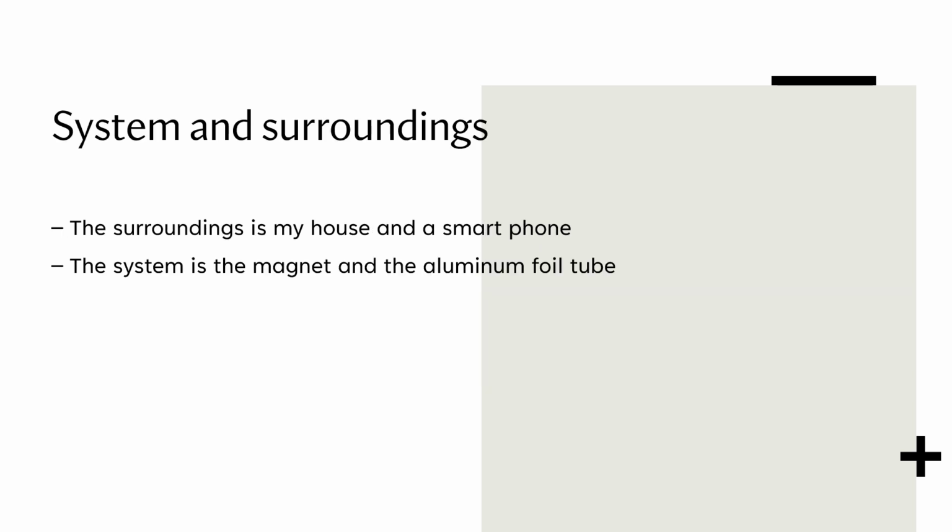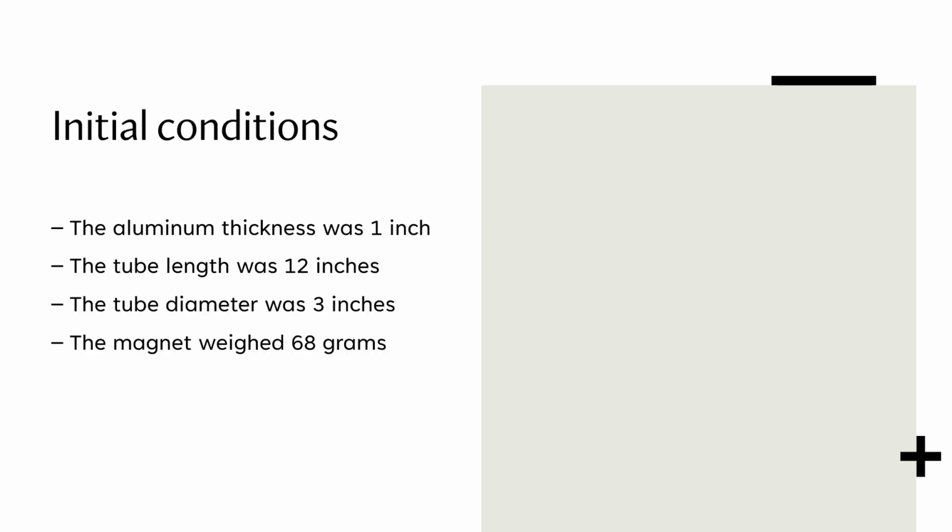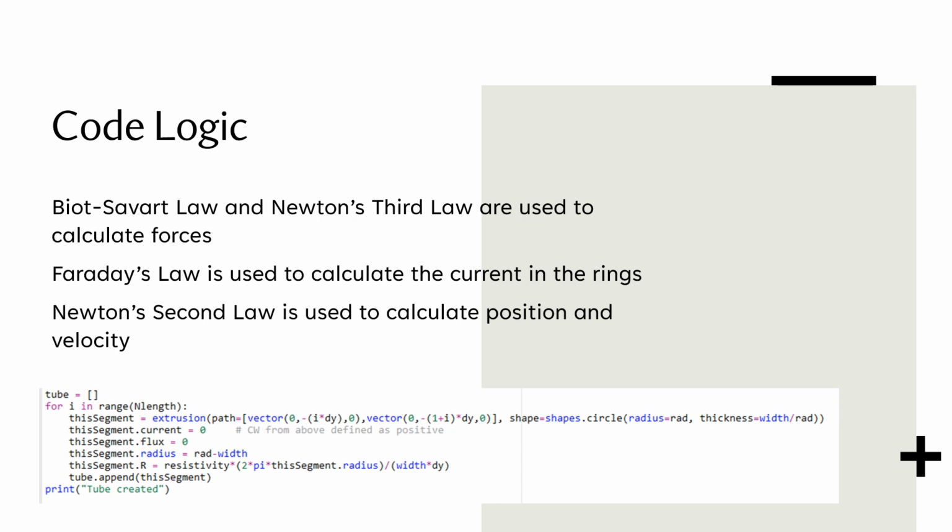The surroundings is my house and a smartphone. The system is the magnet and the aluminum foil tube. Initial conditions: the aluminum thickness was 1 inch, the tube length was 12 inches, the tube diameter was 3 inches, and the magnet weighed 68 grams.